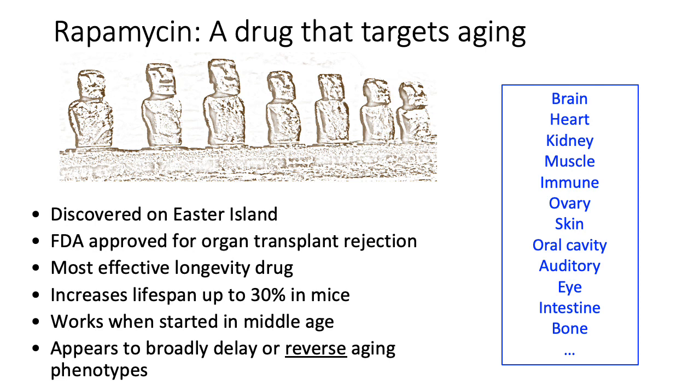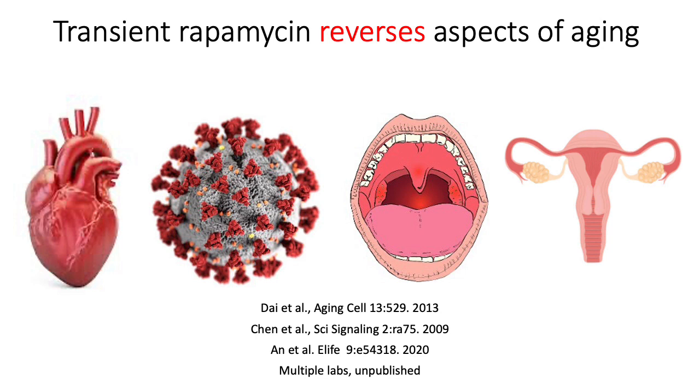And I'm going to just talk about four. I'll talk about two in a little bit of detail. But these, I think, are the places in mice where it is most apparent that you can take an old mouse where you've already seen a decline in function and actually reverse that functional decline in an old mouse with somewhere between 4 and 8 weeks of rapamycin treatment.